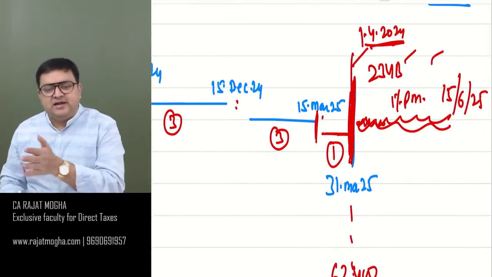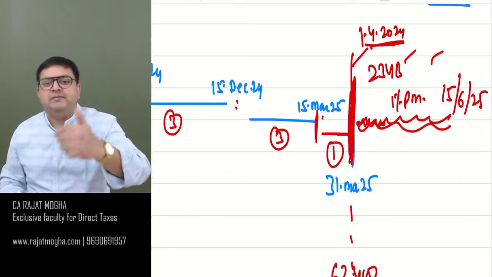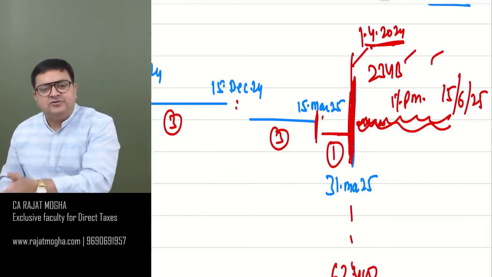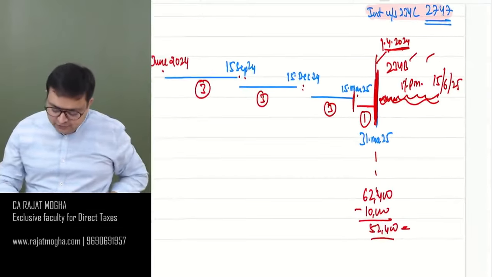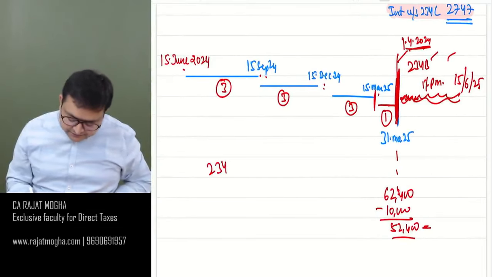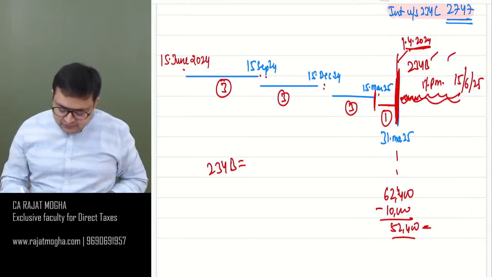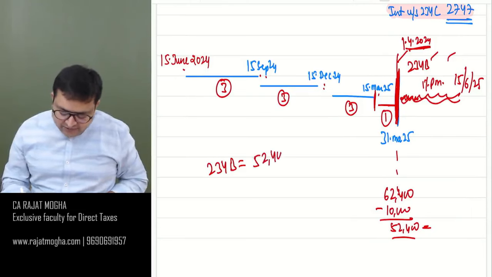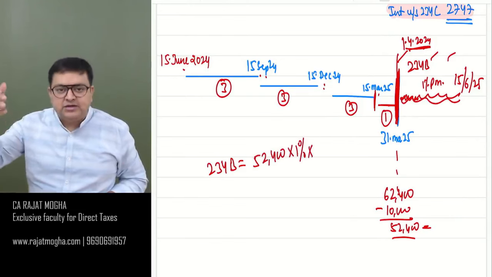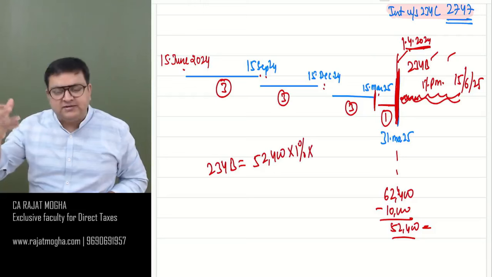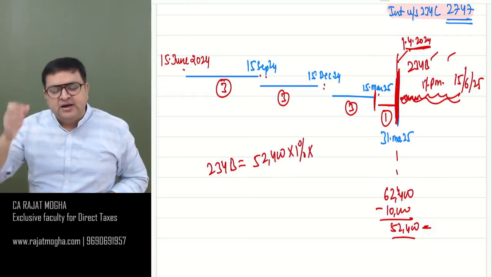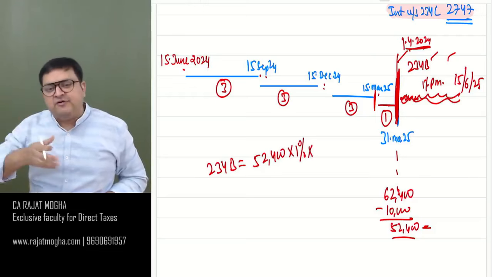So they will charge interest for April, May, June. Part of the month is taken as full months. So here it is April, May, June, 3 months. Had it been 15 July, 4 months. So 234B would start from 1st April. Whatever is the amount which is outstanding, 52,400 into 1%. June part of the month is taken as full month, so it is coming as 3. It would have been 15th of July, I would have taken 4 months.